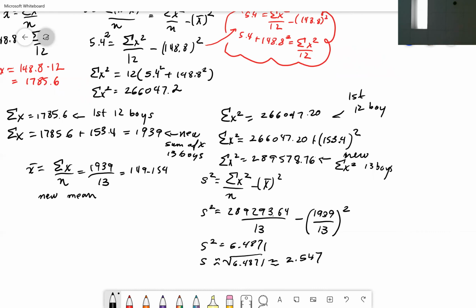Right? And then now you're gonna divide this new number. It's not a substantial difference. It's very small, but I'm gonna divide that by 13. I'm gonna go ahead and subtract parentheses 1,939 divided by 13 squared. And that comes out to, wow, that's incredible, huh? What a big difference.